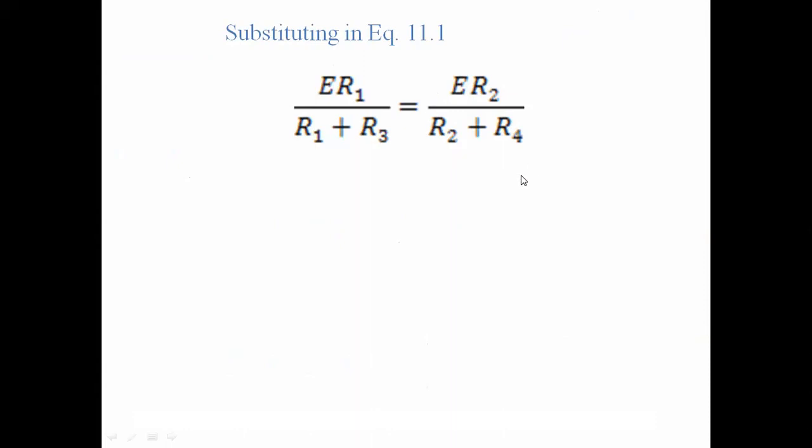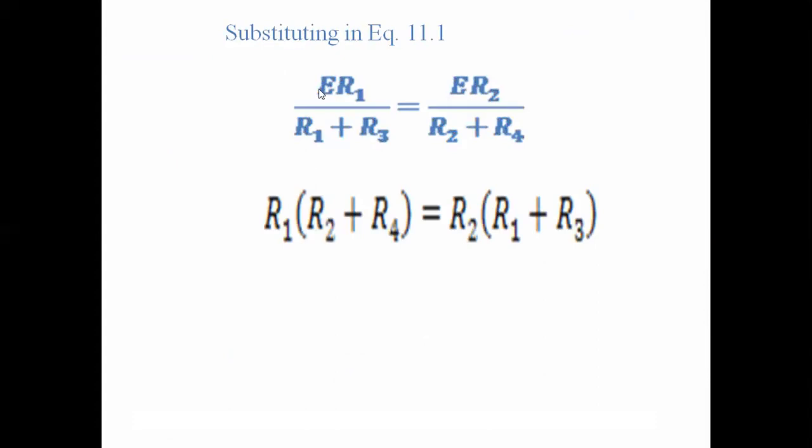From this, E will cancel, and we get R1 into R2 plus R4 is equal to R2 into R1 plus R3. And finally we get R4 is equal to R2 into R3 over R1. R4 is equal to R2 R3 over R1. So this is the bridge balancing condition.